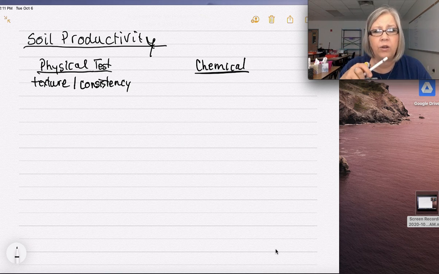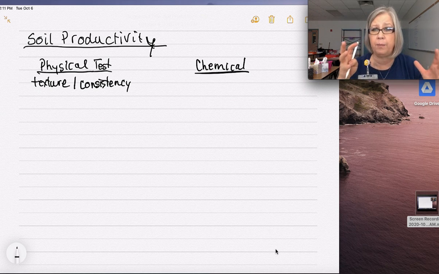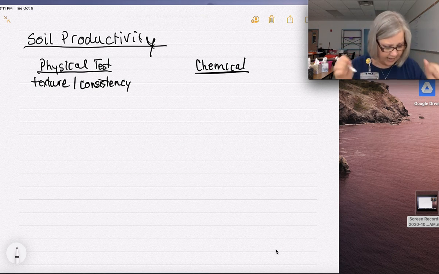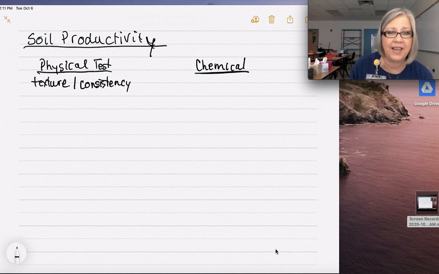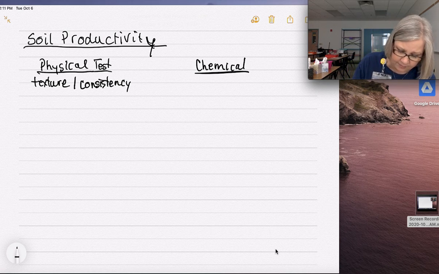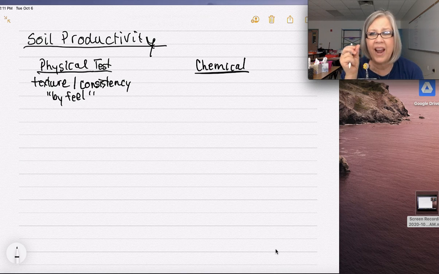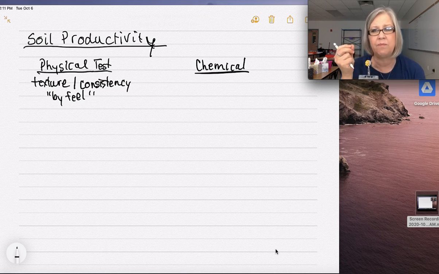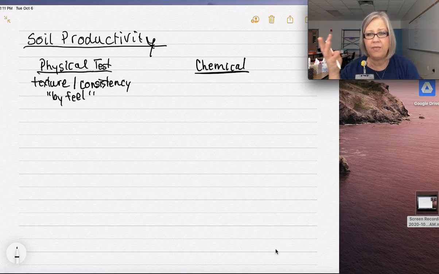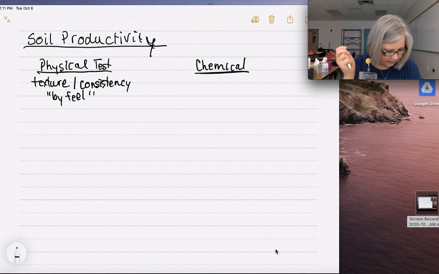So when we look at the composition of the soil itself, we can put it through several tests. The first one is texture, and we can do that by feel. You can just put it in your hands and run it around and determine if it's gritty or if it's smooth, or if it has any other kind of properties to it, and then make some determinations about it.